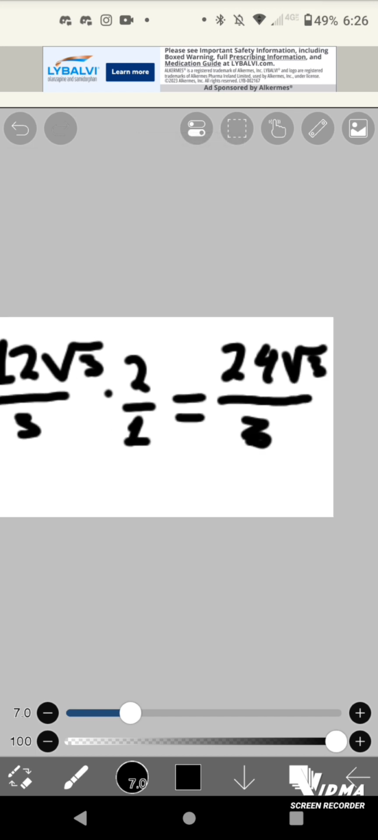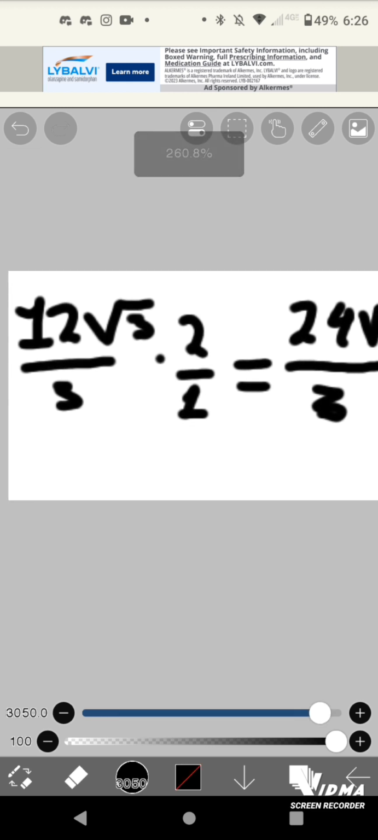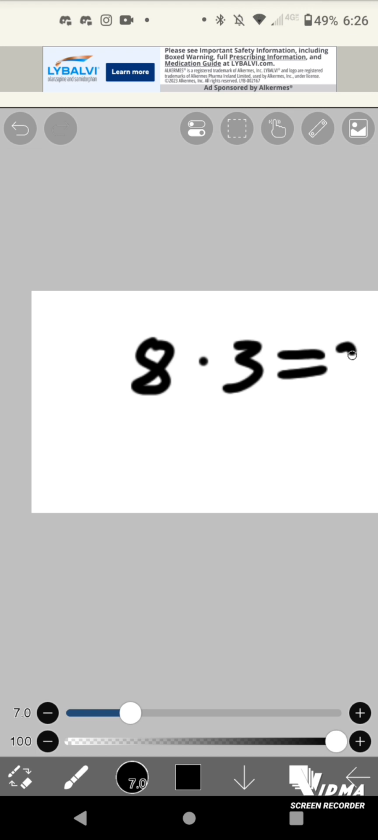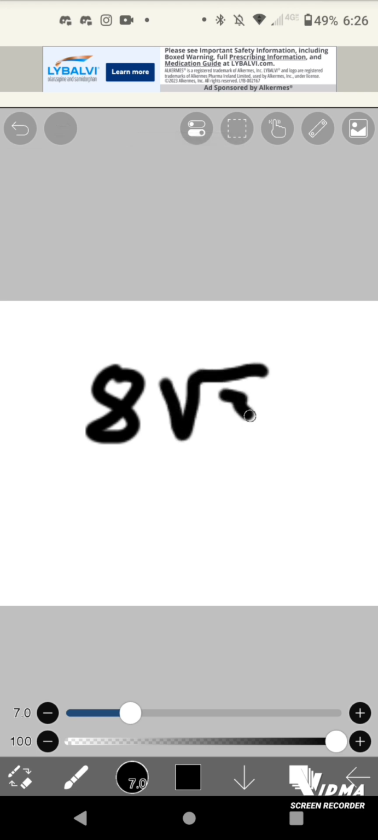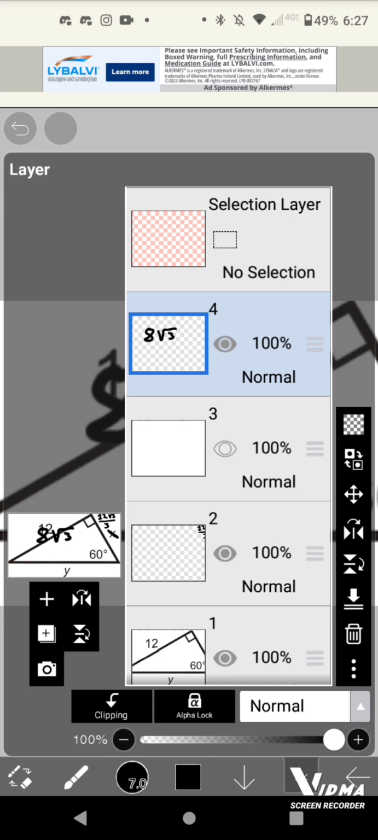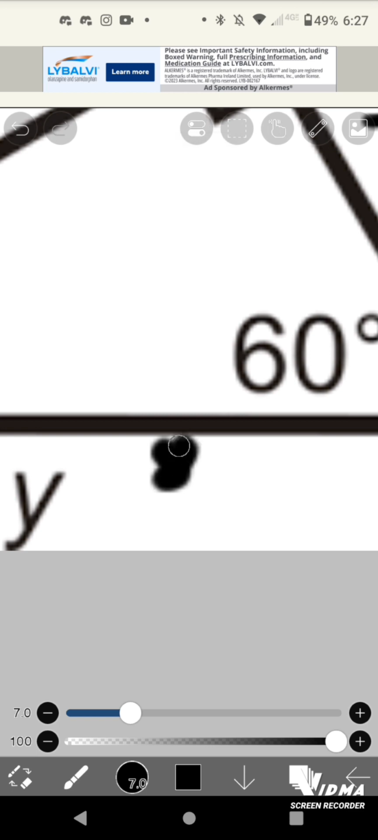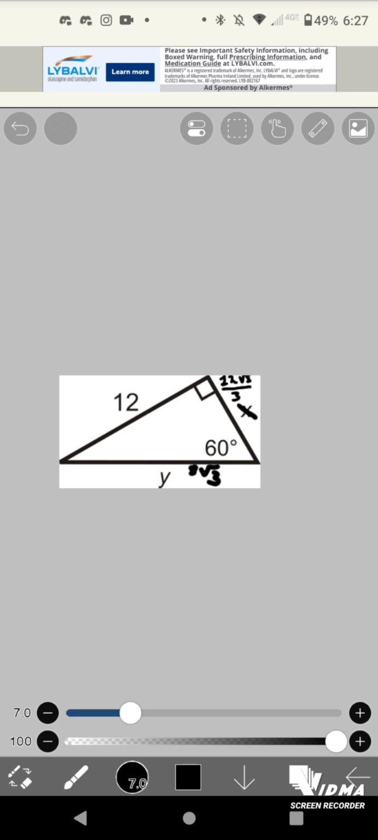Wait a second. Doesn't 3 go into 24? Yeah, it does. Okay. So, we divide by 3. 8 times 3 is equal to 24. So, we'd make it 8. Get rid of the denominator since it's unnecessary. It's 8 root 3. Then, bam! Now we got the other side. 8 root 3. Wonderful. We did it.